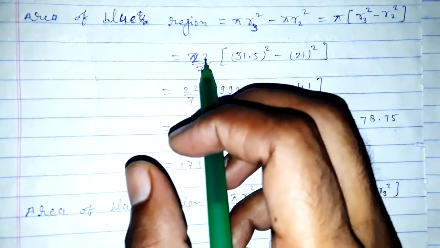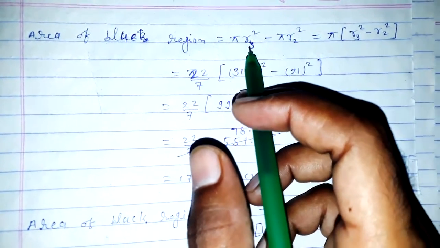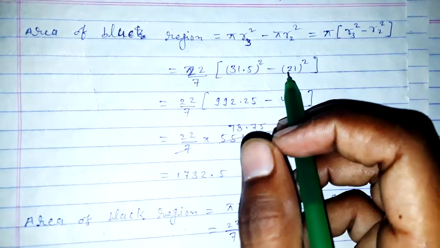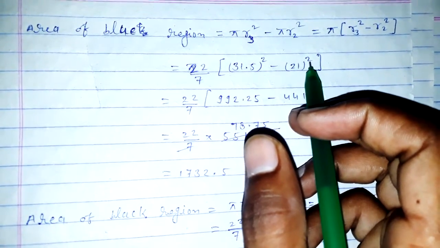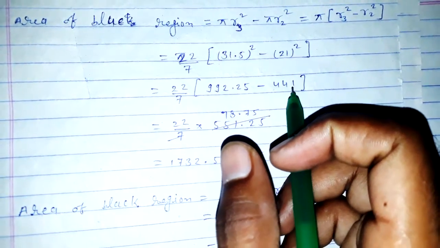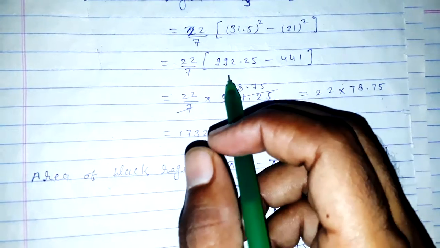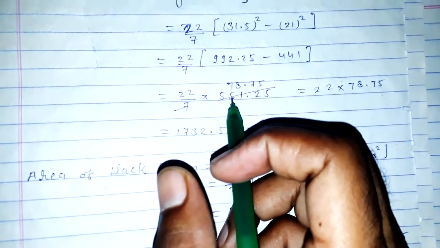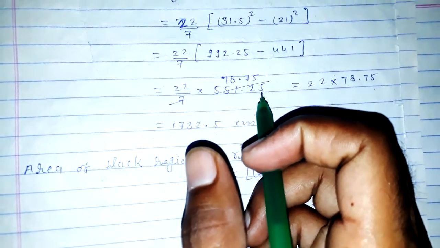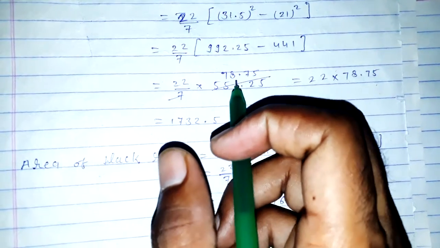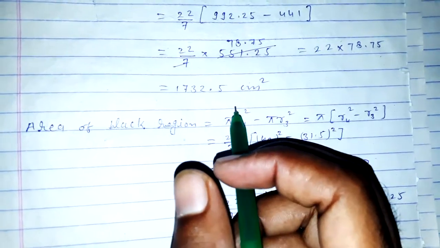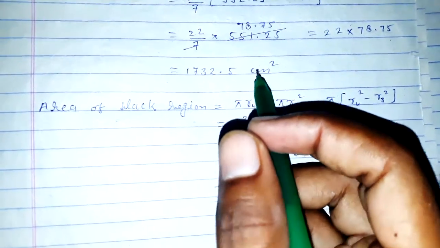What is the value of pi? Pi is 22/7. What is the value of r3? R3 is 31.5 square minus r2 which is 21 square. Square of 31.5 is 992.25 and 21 square is 441. So subtract the values, so this is 551.25, divided by 7, so the value is 78.75, multiplied by 22, so this is 1732.5 centimeter square.